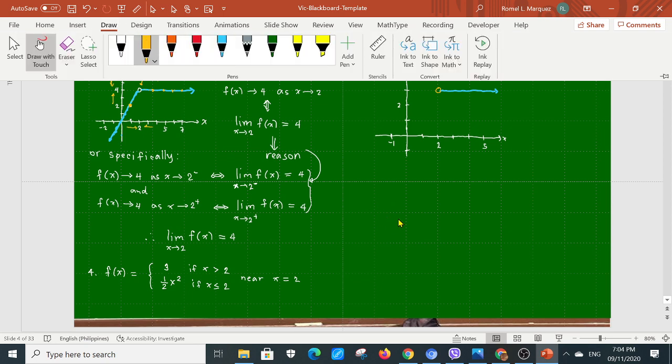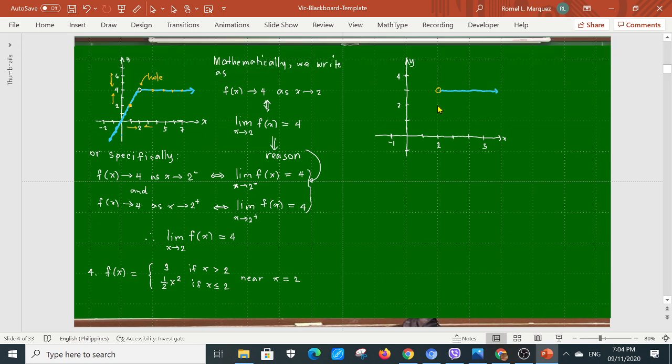What about less than 2? When x is less than 2, we have what? Let's start with 2. When x is 2, 2 squared, 4, divided by 2 is 2. Oh, it's here, not there anymore. When x is 2, the value of y is 2. Okay, guys? What about when x is 0? So it's 0 here. Parabola yan. When x is 1, 1 half. Let's now draw the parabola.